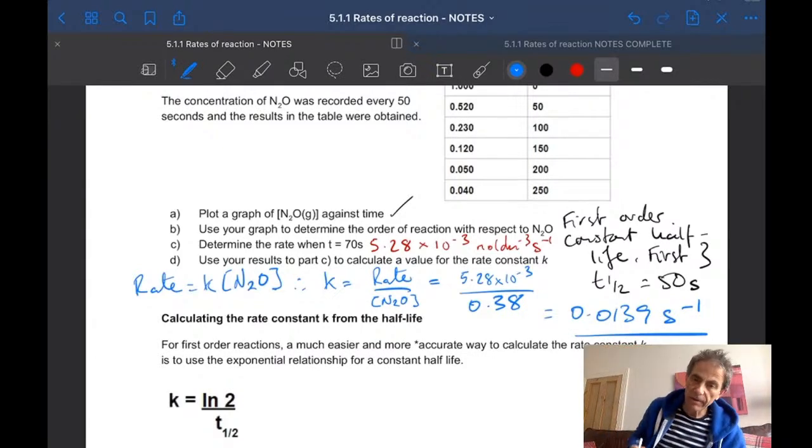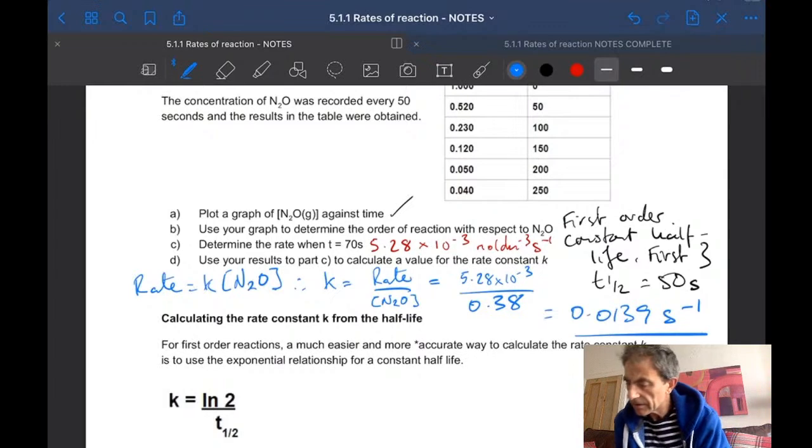And again, there's going to be a range allowed for that because the rate was based on a gradient that we've calculated, so that's going to vary a little bit. Okay. There shouldn't be any variation in the concentration. Okay, so that's what I got for that.